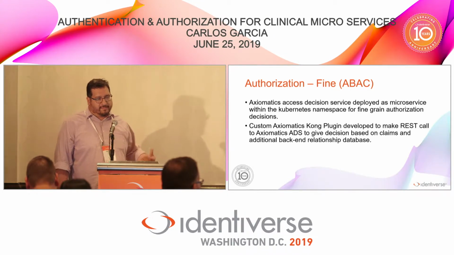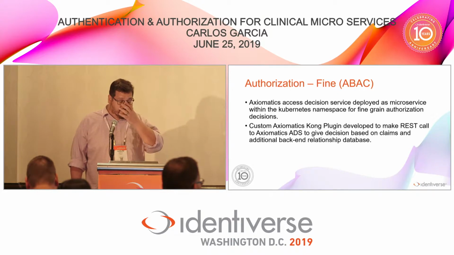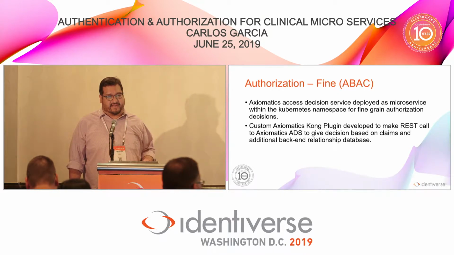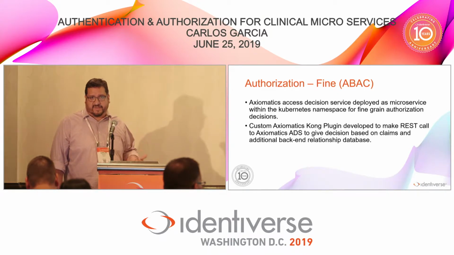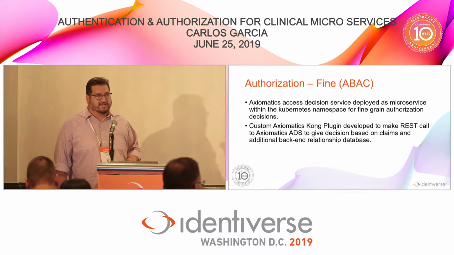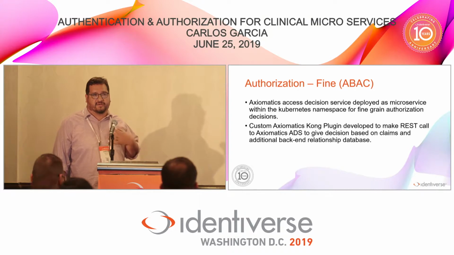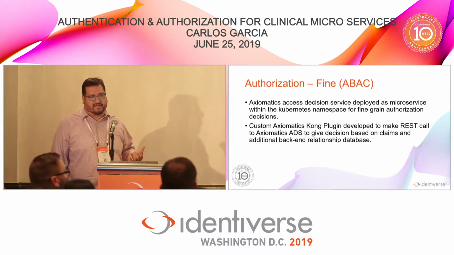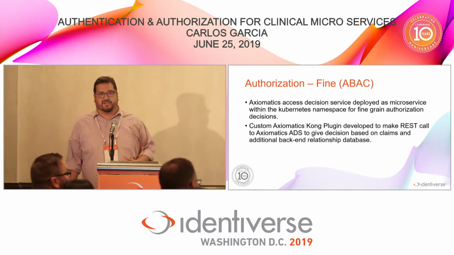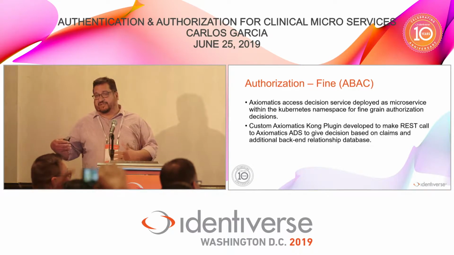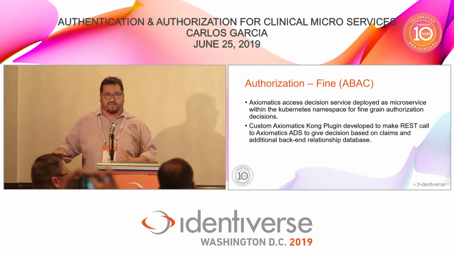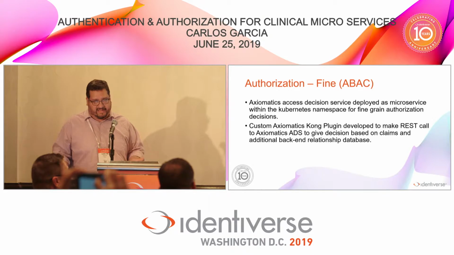So the way we approach fine grain is we ended up using the Axiomatics Access Decision Service because it's basically a microservice. So we're able to deploy it within the, again, Kubernetes namespace, or in my world, it was an OpenShift project for the fine grain authorization. It's essentially a container that's deployed alongside all of your other containers, your pods.